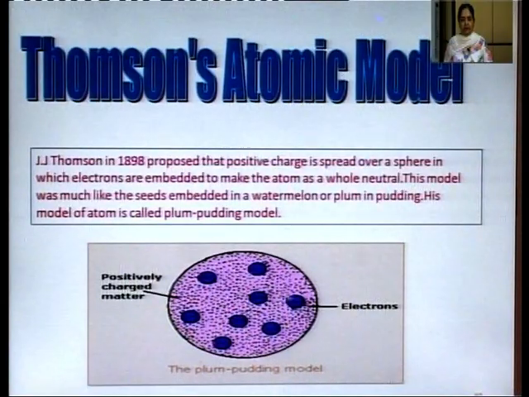Thomson's atomic model. J.J. Thomson in 1898 proposed that positive charge is spread over a sphere in which electrons are embedded to make the atom as a whole neutral. This model was much like the seeds embedded in a watermelon or plum in pudding. His model of the atom is called the plum pudding model.